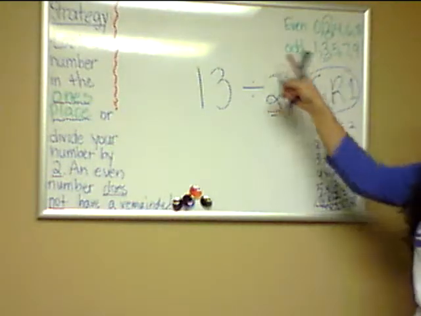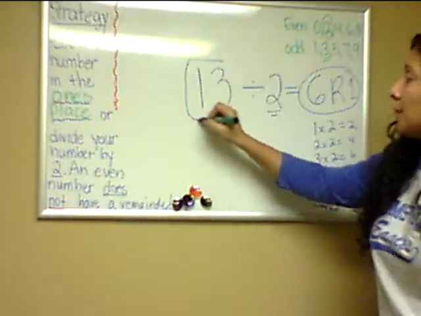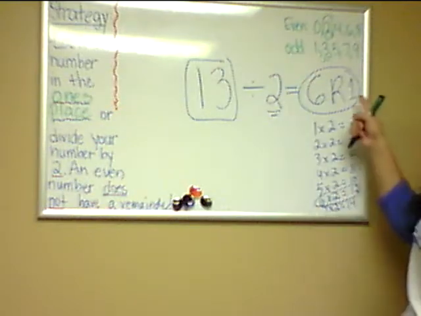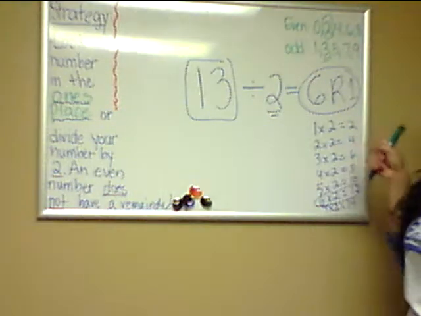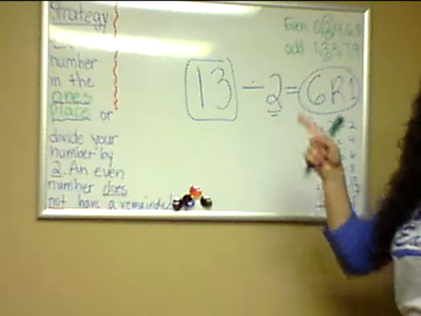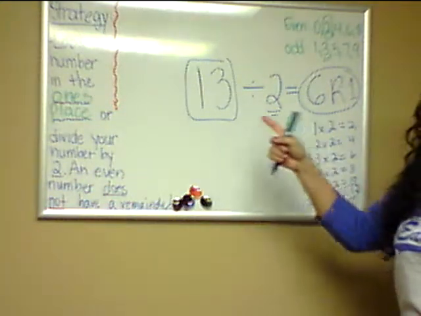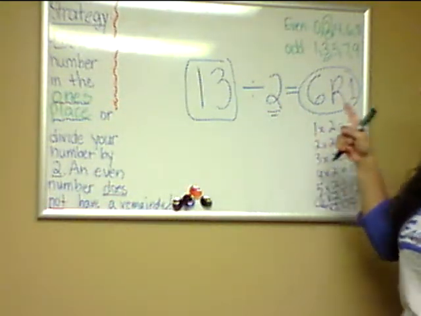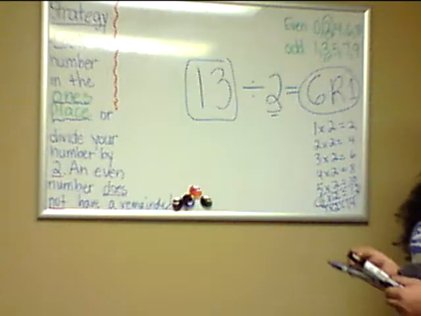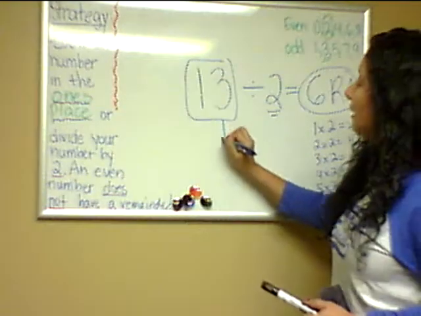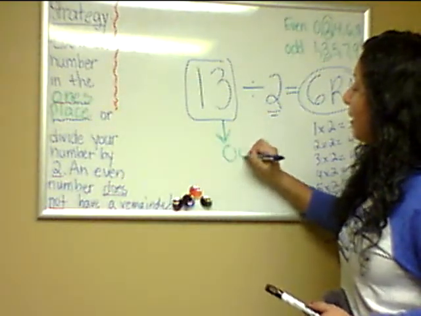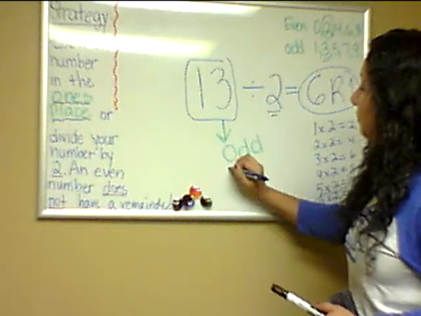This problem for 13 has a remainder. So 13 is not an even number. If it was an even number, we would not have a remainder. So our number 13 happens to be an odd number.